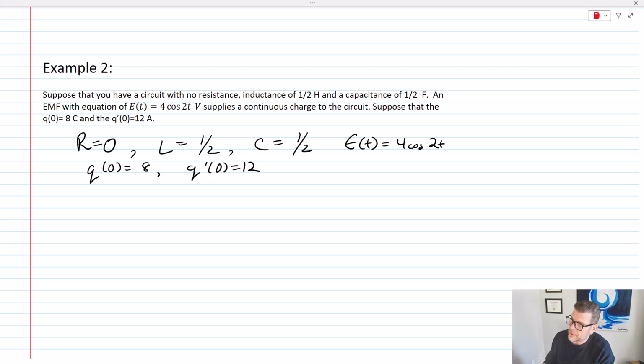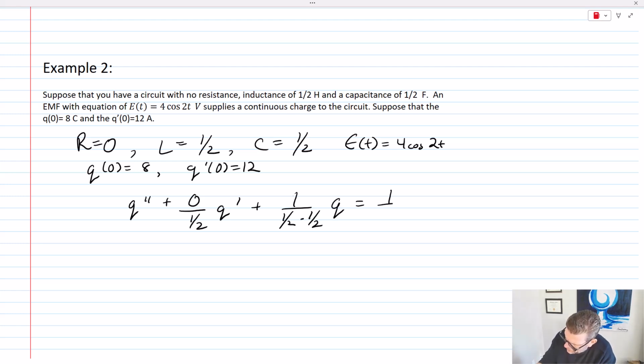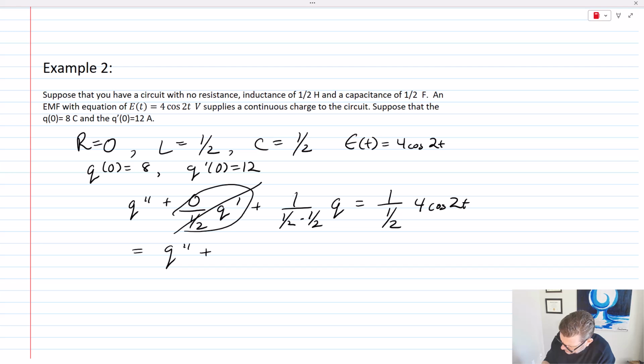So what we're going to do now is plug that into our differential equation. We're going to get Q double prime plus 0 over 1/2 Q prime plus 1 over 1/2 times 1/2 Q equals 1 over 1/2 times 4 cosine 2t. So this is then Q double prime plus, this zeroes out so that we have no resistance term there, plus 4Q equals 8 cosine 2t.